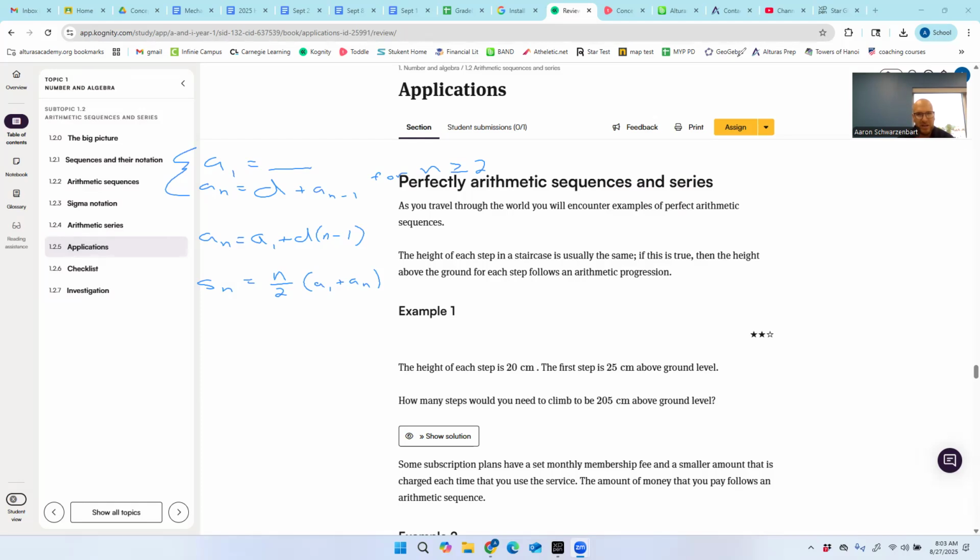So we're going to talk about applications of arithmetic sequences today. And here I've got the formulas. The top one here, I'm going to circle this in red, is the recursive formula, which starts with the first term. You define a sub 1. Then a sub n equals the common difference plus a sub n minus 1, which means the previous term, the term before the one you're on.